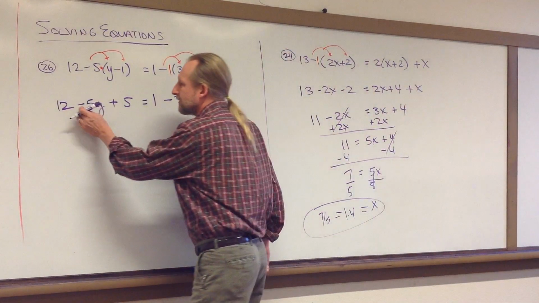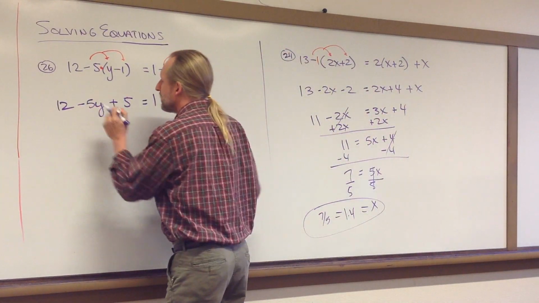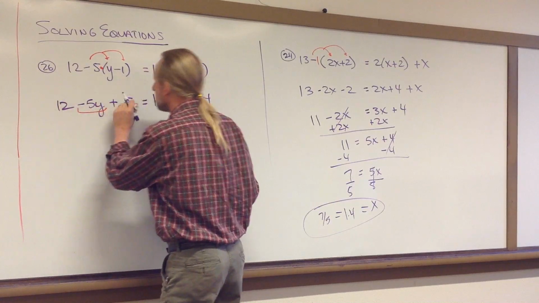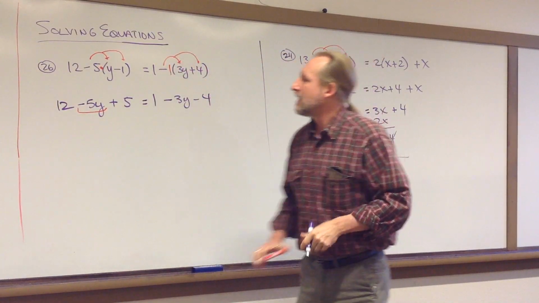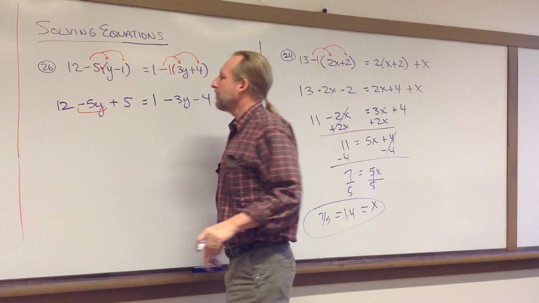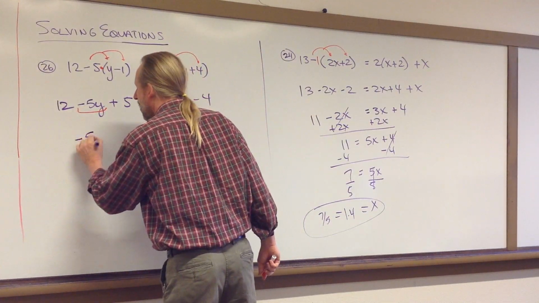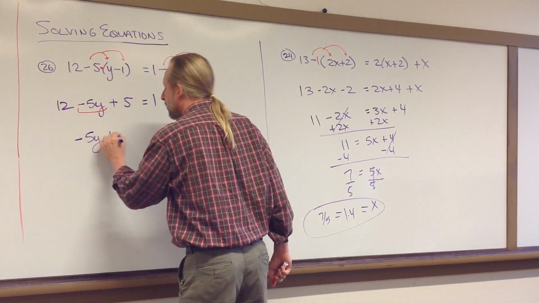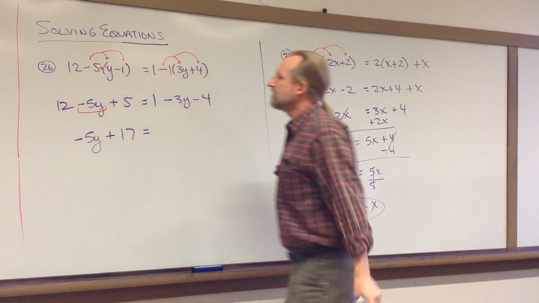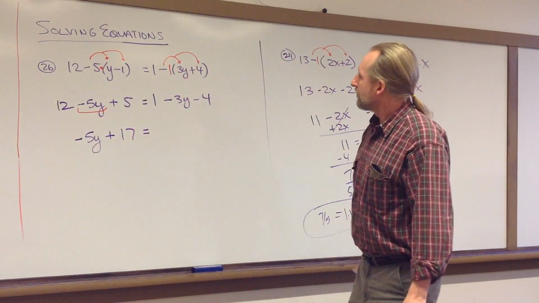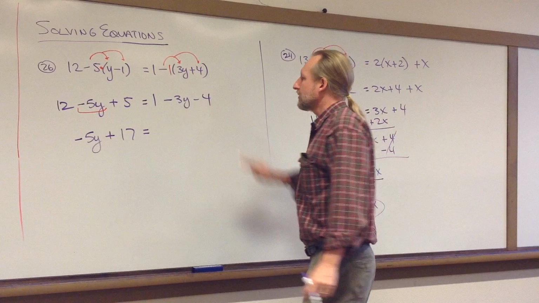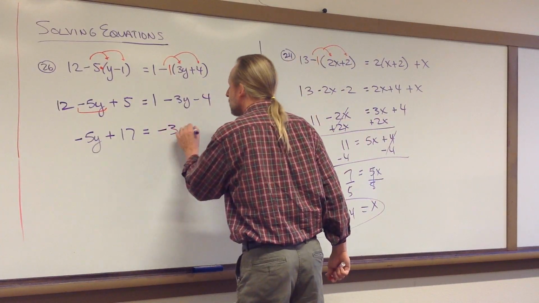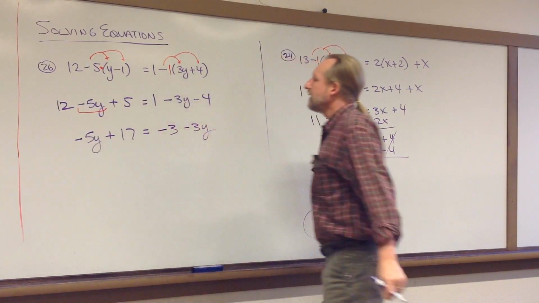Again, this negative sign is attached to the 5y. It doesn't have anything to do with the 12, doesn't have anything to do with the 5. You've got a positive 12 and a positive 5, and so we'll have the negative 5y and a positive 17. Over here we've got 1 minus 4 makes negative 3, and then negative 3y.